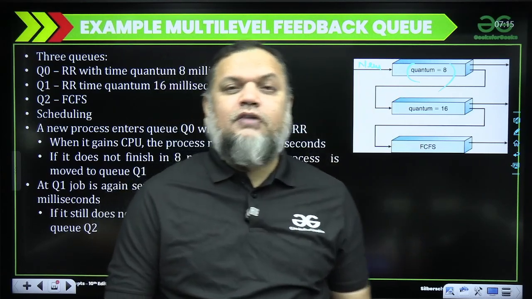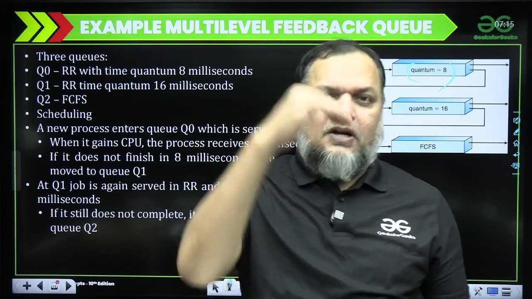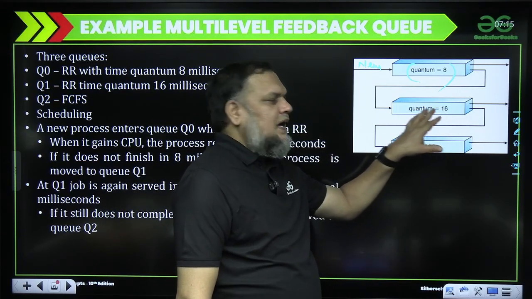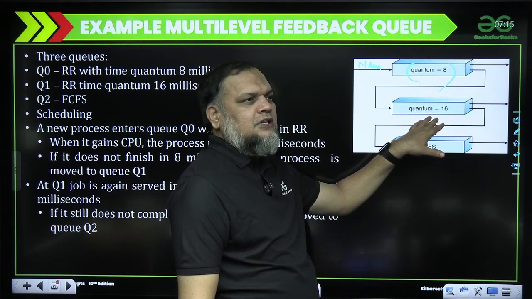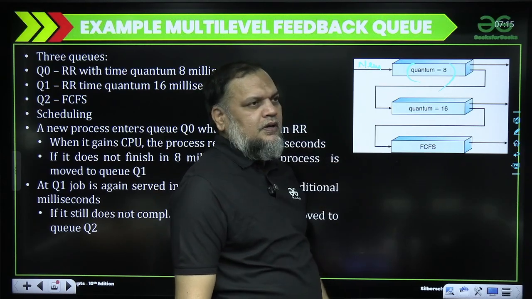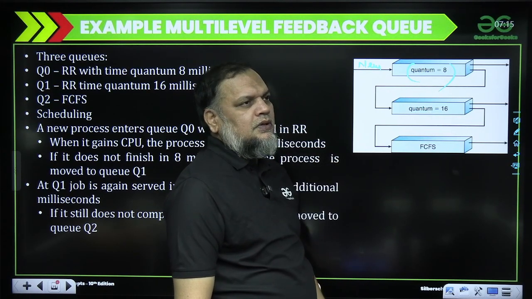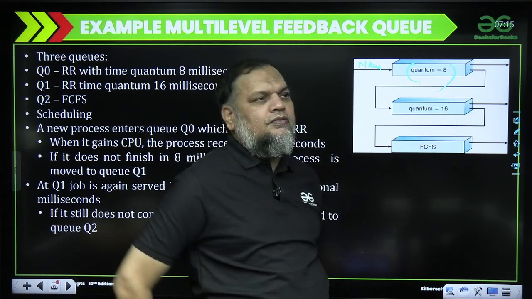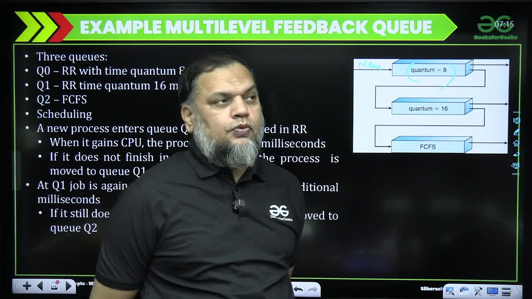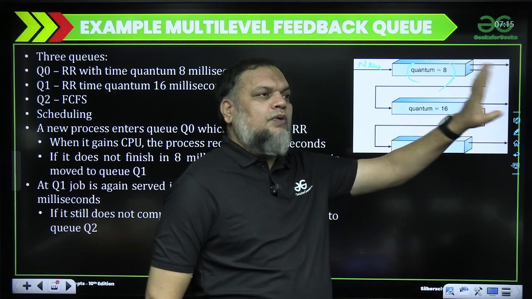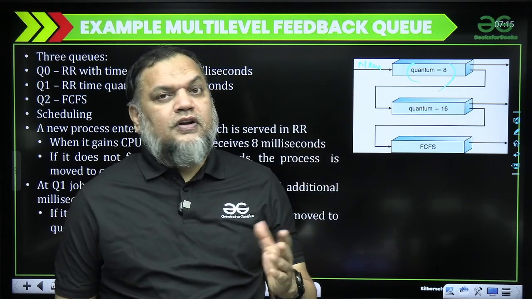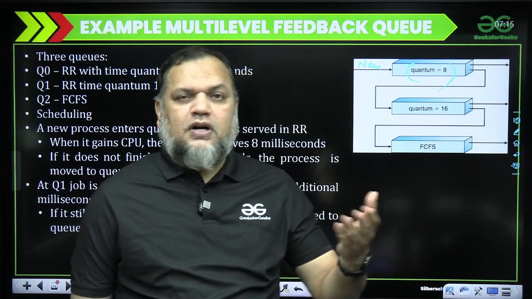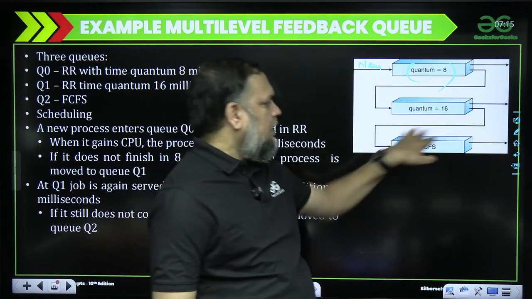But in case it needs more than 8, then we are going to demote the process into the next level feedback queue, where I will schedule the process on the CPU only when the first queue is empty. When the first queue is empty, I come here, where I will give more time quantum to the process. Earlier I gave 8 units, now I'm going to give 16 units. Earlier 8, now 16, total 24. If it completes within 24 units, it will leave the system. If it doesn't complete within 24 units and needs more time, it means its priority is low, so it will get demoted to the next level queue.